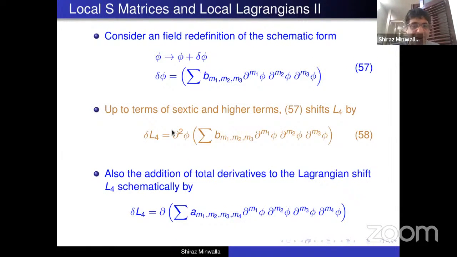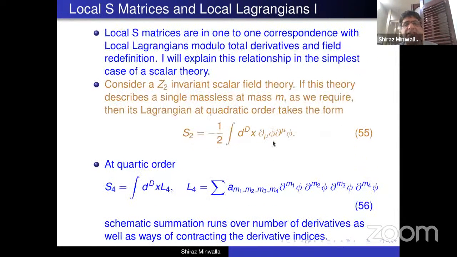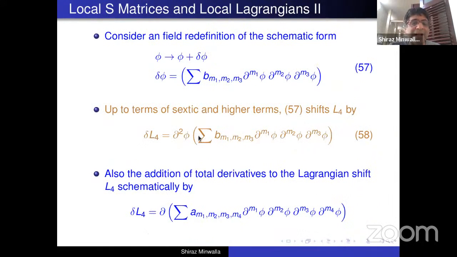So the equation of motion in this theory had both a linear term and a cubic term. But the terms that are cubic and higher will give you terms in this equation that are sextic. Okay, so keeping only terms that are quadratic, the change in the Lagrangian is del squared phi, which is the equation of motion that came from the kinetic term, times this delta phi.